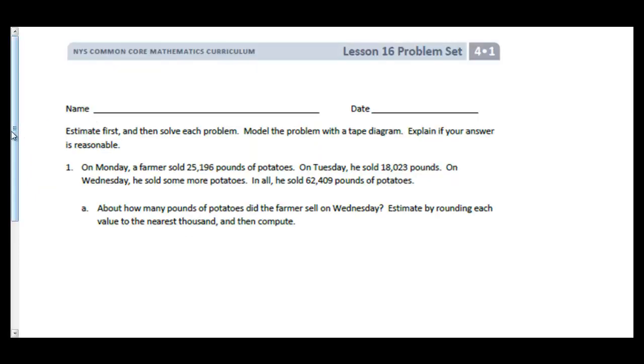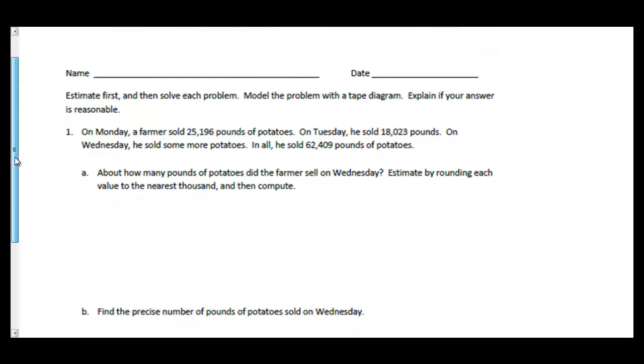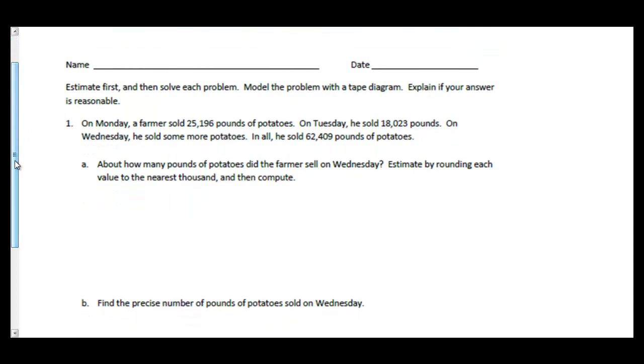As we are looking at these word problems, we're going to remember that we are always going to use the RDW process with any word problem. That is read, draw, and write. So let's take a look at our directions today. It says estimate first and then solve each problem. Model a problem with a tape diagram. Explain if your answer is reasonable.